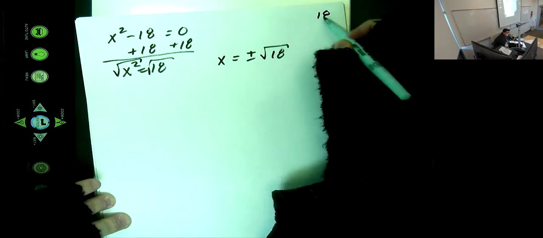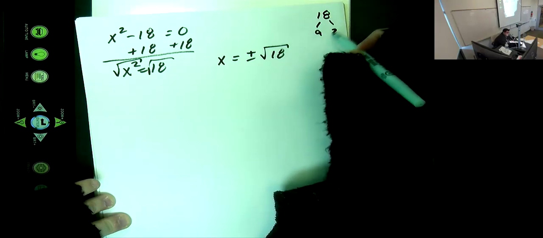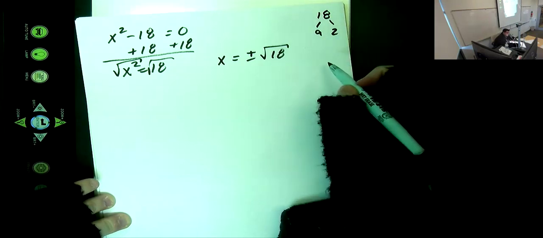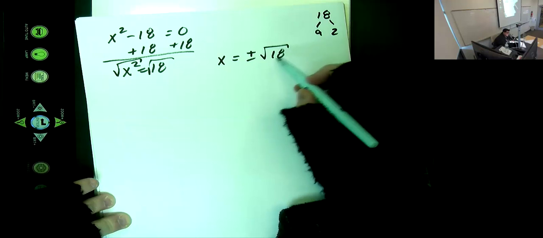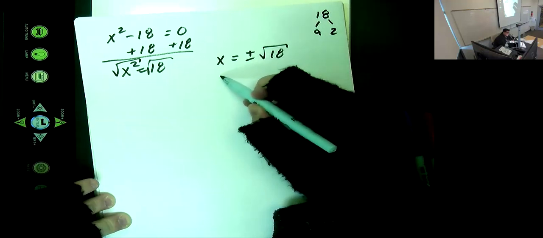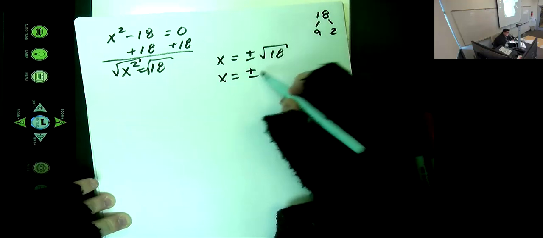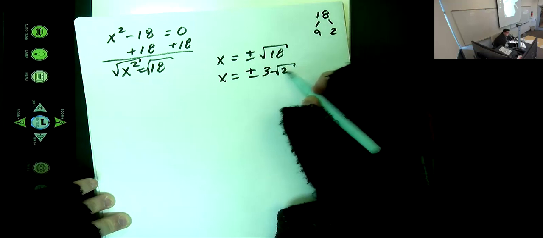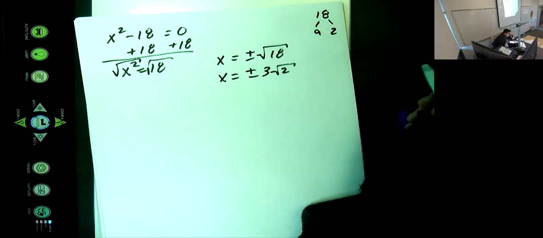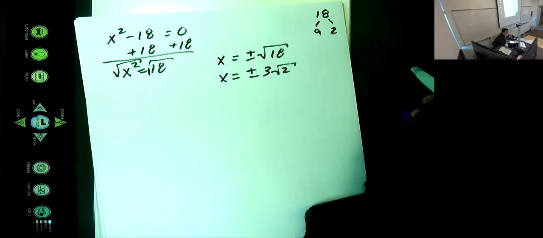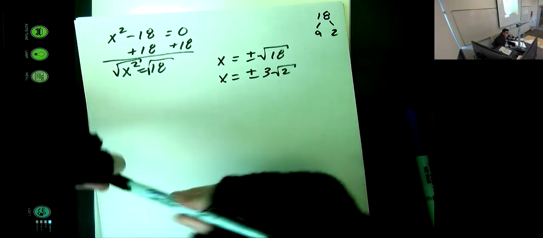And we want to simplify. 18 is 9 times 2, which means we've got the square root of a 9 in there. This can turn into 3 root 2. Doing some of that stuff we did with radicals before.